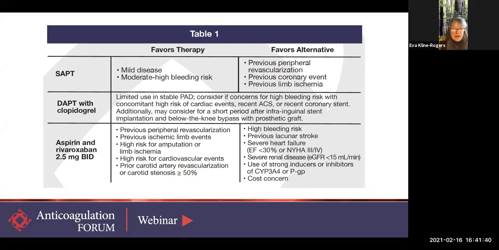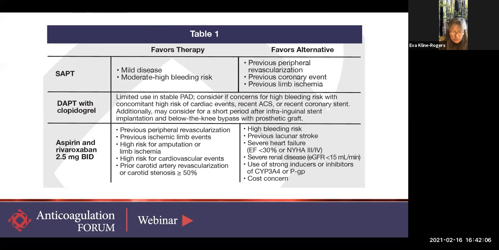I want to make sure we have plenty of time for questions. Before I do that, I wanted to point out that as a group, when we were developing this rapid resource, we wanted to make sure that the main points were easily accessible, and that this would be a good guide for the bedside clinician to be able to quickly use.